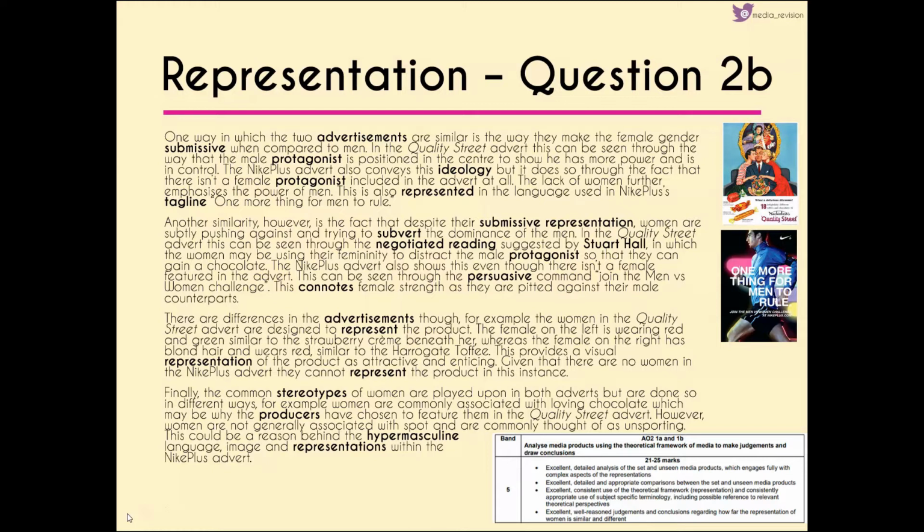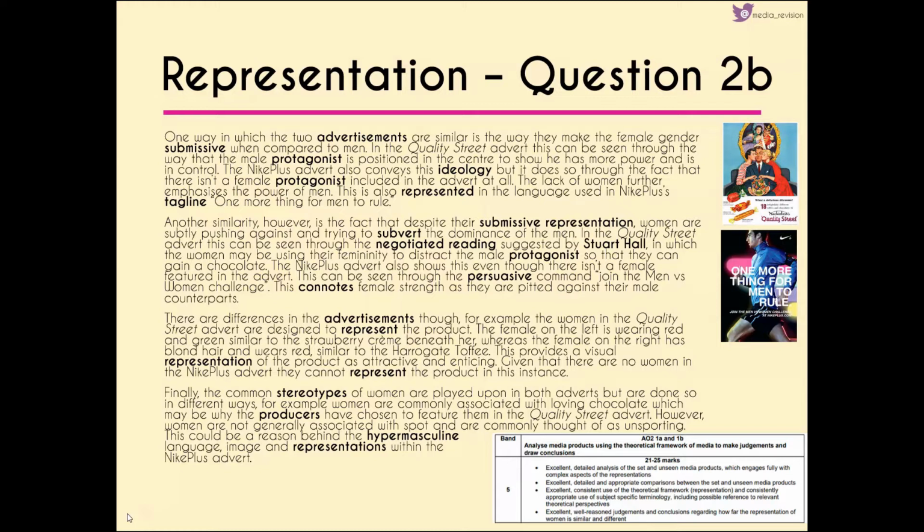Another similarity, however, is the fact that despite their submissive representation, women are subtly pushing against and trying to subvert the dominance of the men. In the Quality Street advert, this can be seen through the negotiated reading suggested by Stuart Hall, in which the women may be using their femininity to distract the male protagonist so they can gain a chocolate. The Nike Plus advert also shows this, even though there isn't a female featured in the advert. This can be seen through the persuasive command, "Join the men versus women challenge." This connotes female strength as they are pitted against their male counterparts.